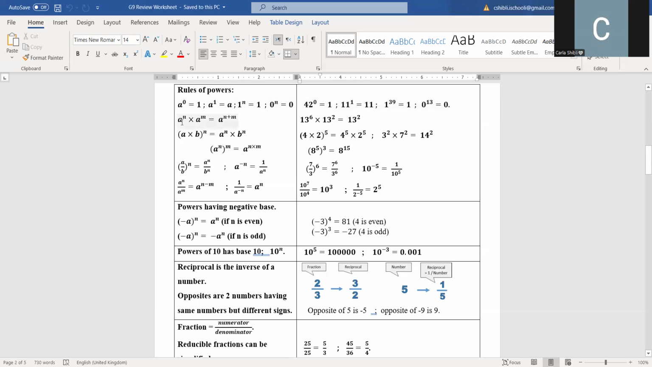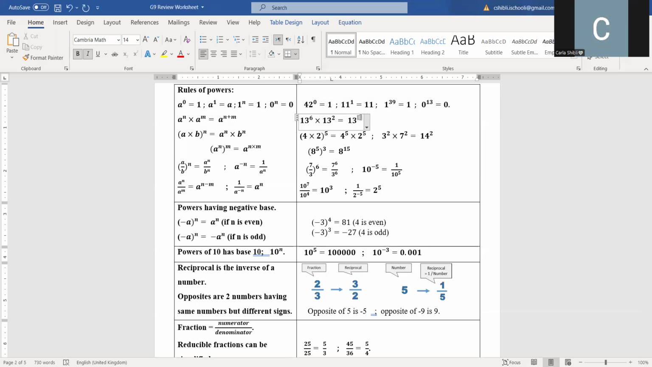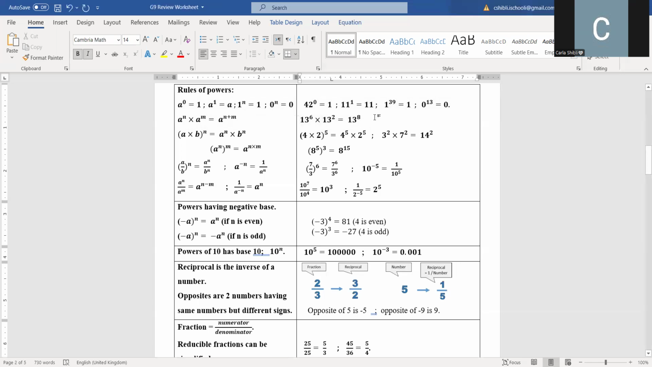The first rule of power is a to the power n times a to the power m. If I am multiplying two powers having the same bases, different exponents, we keep the base and we add the exponents. For example, 13 to the power 6 times 13 squared equals 13 to the power, we add 6 plus 2, it's 8. So it is 13 to the power 8.